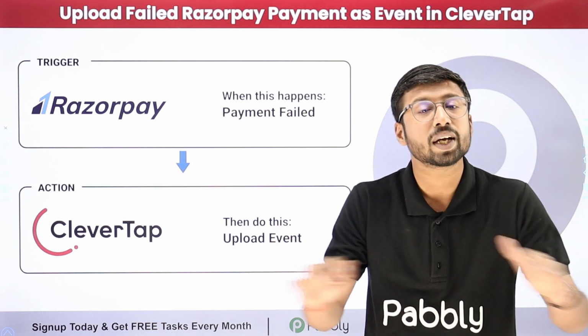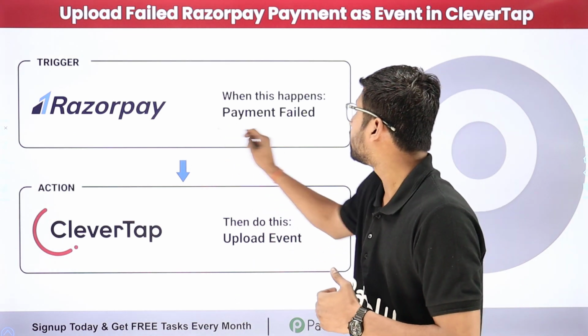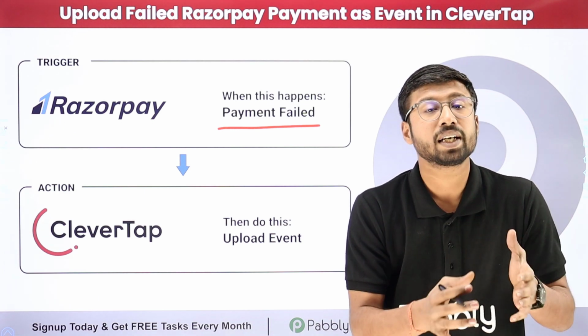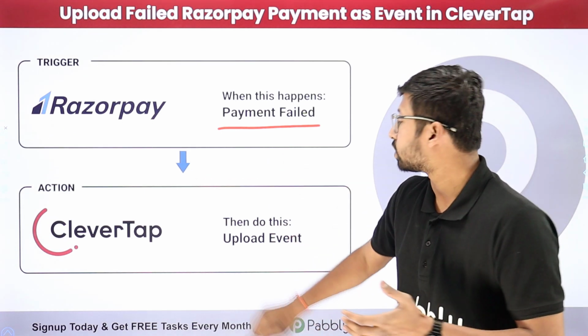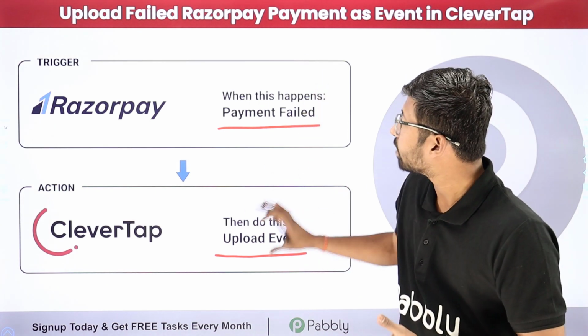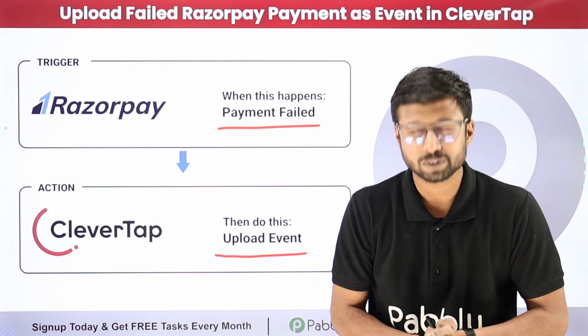So let me tell you, you can completely automate this process. In this automation, as a new payment will be failed in our Razorpay account, we'll get the details of that failed payment and the customer and automatically upload those details as an event in CleverTap. Now, if you want to learn how you can set up this complete automation all by yourself, for that, you just have to come with me to my screen.